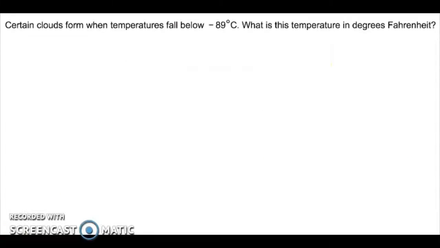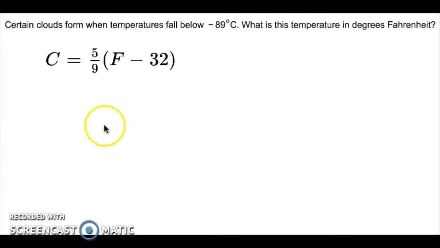Number 13. Certain clouds form when temperatures fall below negative 89 degrees Celsius. What is this temperature in degrees Fahrenheit? The first thing we need is the formula to convert Fahrenheit to Celsius. So Celsius equals 5 over 9 times, in parentheses, Fahrenheit minus 32. So since we're looking for it in terms of Fahrenheit, we got to solve for f, so highlight the f.